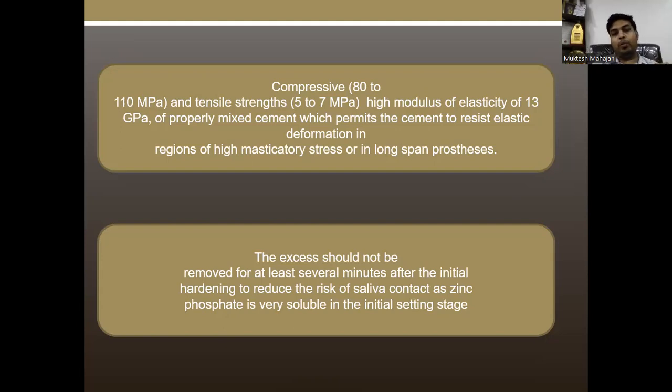The cement should not be removed for at least several minutes after the initial hardening, to reduce the risk of saliva contact, as the zinc phosphate is very soluble in the initial setting stage.